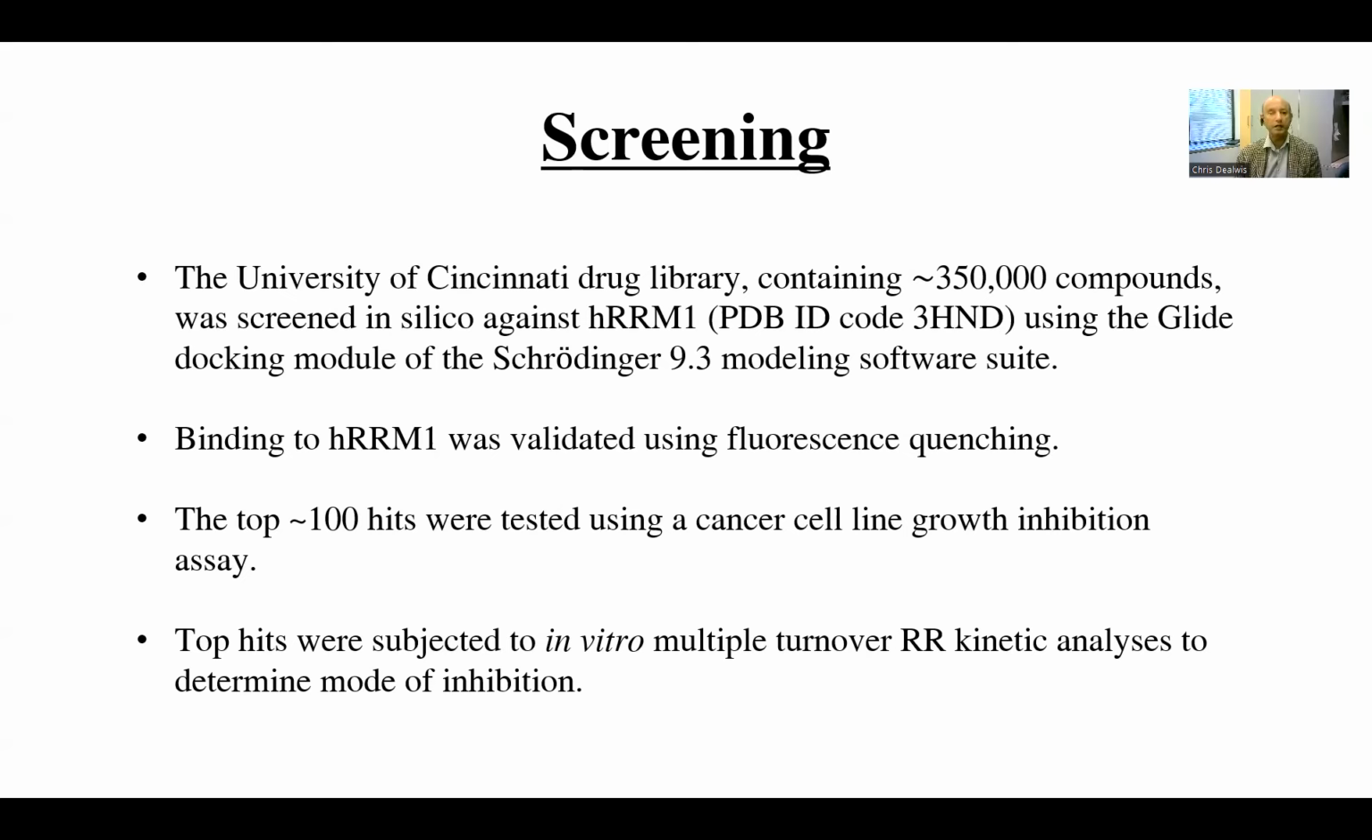We are screening using a program called Schrödinger. We take a library of 350,000 compounds. Then we validate the hits experimentally using fluorescence quenching. If we get at least 20% quenching, we think that these are good hits. Then we do enzymology to find the mode of inhibition. And finally, we will also calculate IC50s by experimentally determining the growth inhibition in cancer cell lines. So that's basically our strategy.